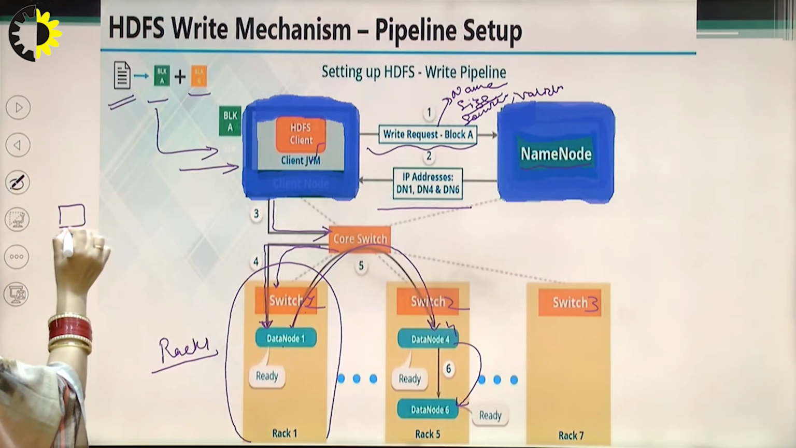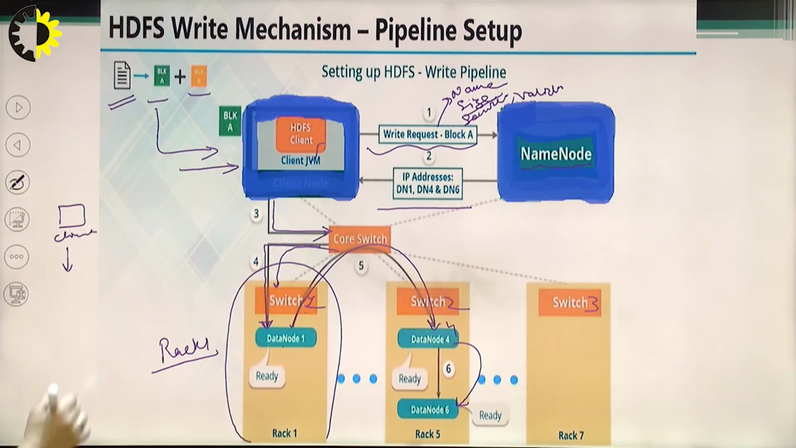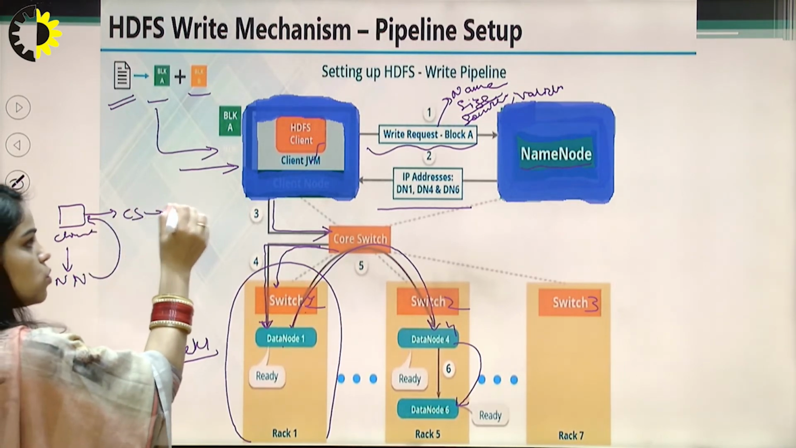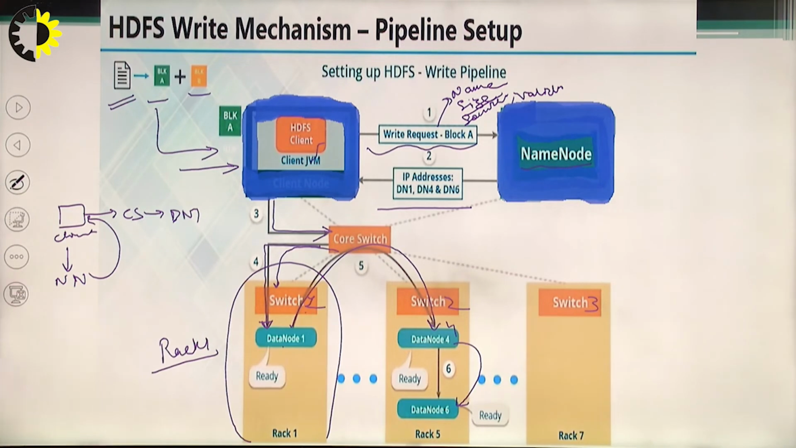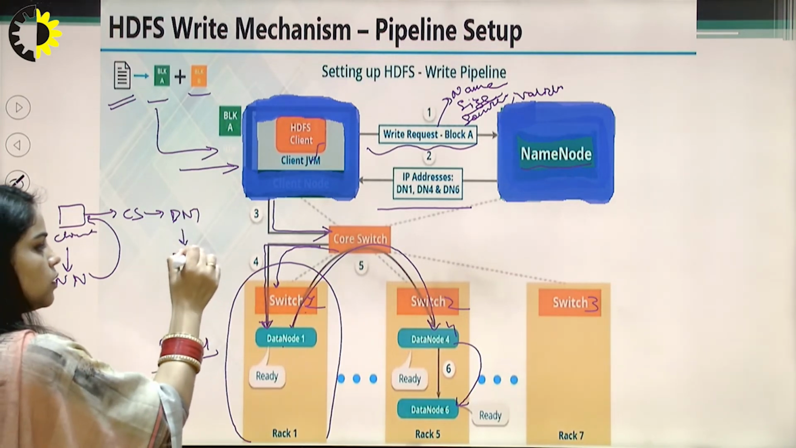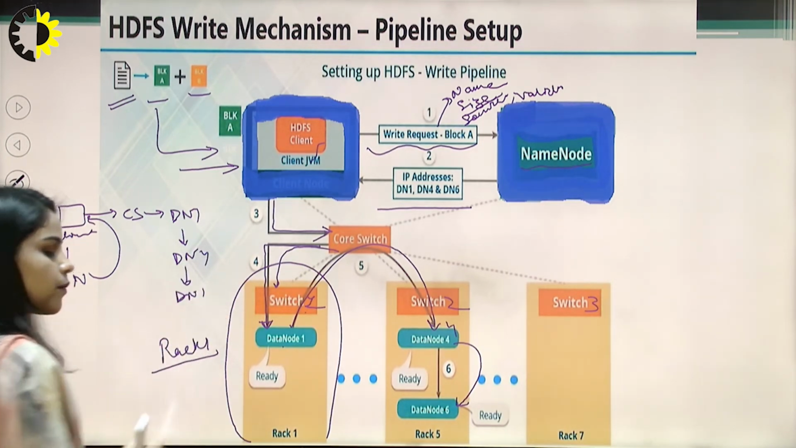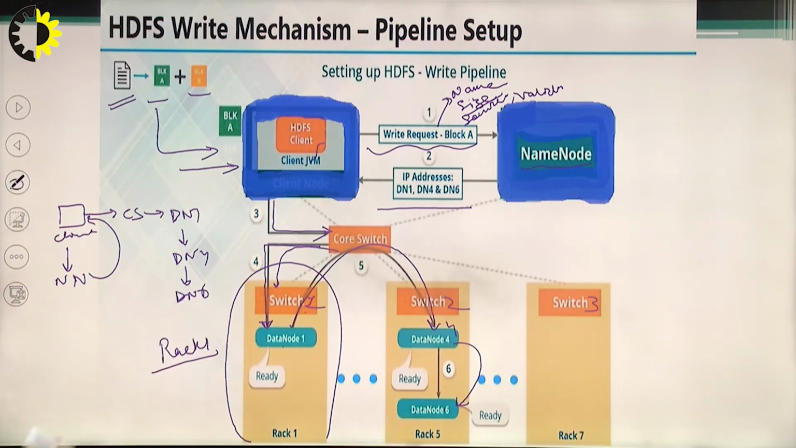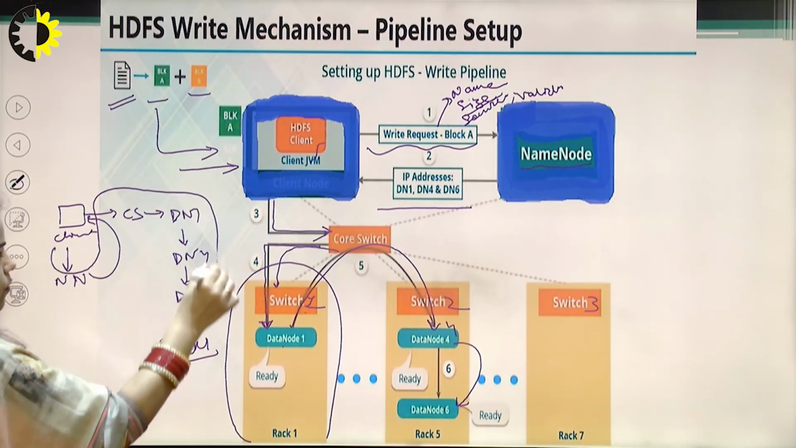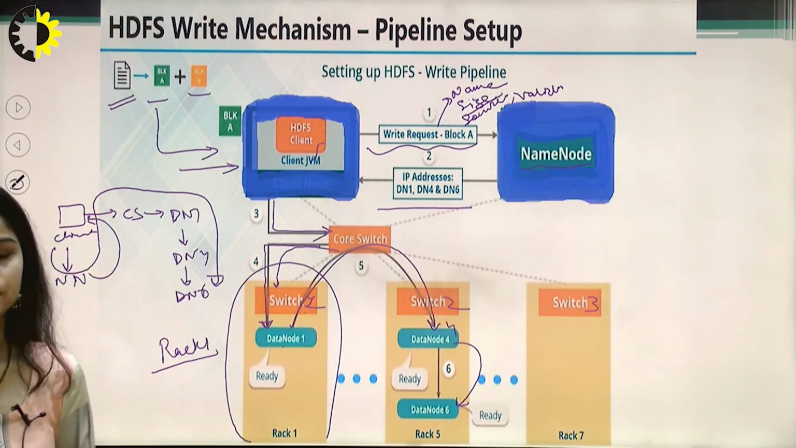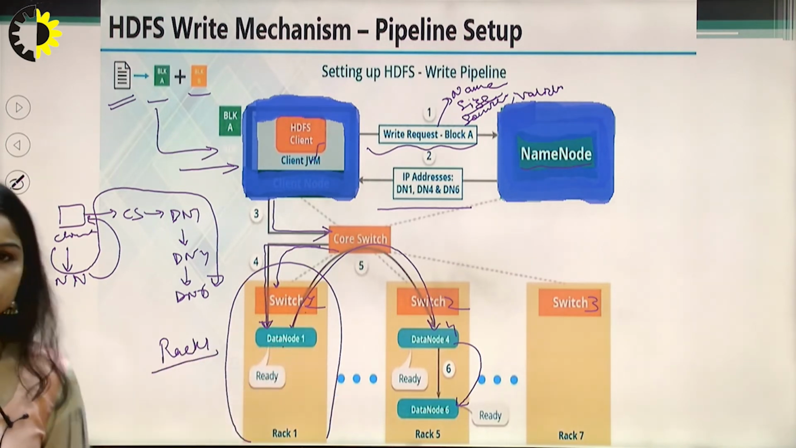First, client will send a request. Second, the request will be sent to name node. Name node will return this request to client. Now client will send a request to core switch. Now core switch will send the request to only one data node. Let's say data node 1. Data node 1 will communicate with data node 4 and data node 4 will communicate with data node 6. So there is this pipeline which has been formed to write the content or the blocks on these data nodes.